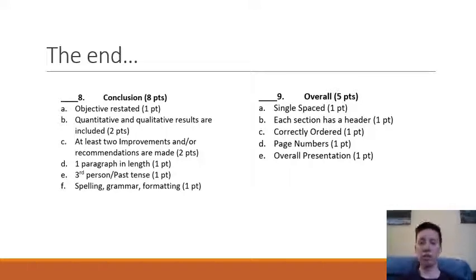To conclude, the conclusion is not really taking much new information. It's a quick restating of the objective, probably similar to the abstract. The quantitative and qualitative results, in this case we had 3 parts, so you can restate your concentrations and molar masses or identities. And then improvements. Your improvements should probably relate to the error that you discussed in your discussion, but it should be relatively short.